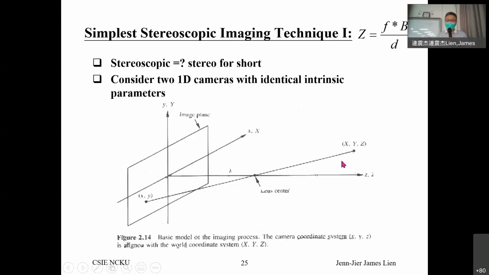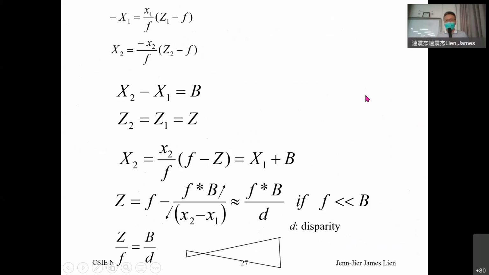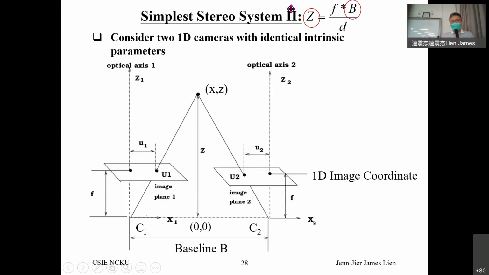But for the z, there's no z information here. How can we find the z? We need to use this equation. For the z, there are several methods, but here I just teach you the second method. For you, just try to understand the second method, because the second method is easy to understand and more straightforward.